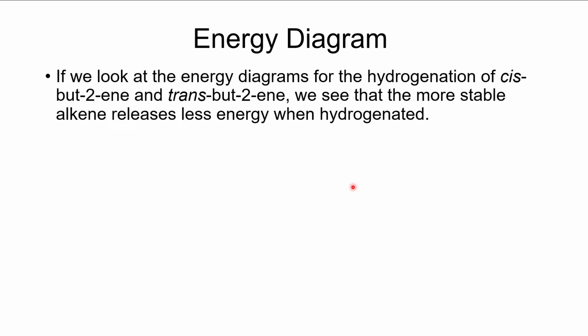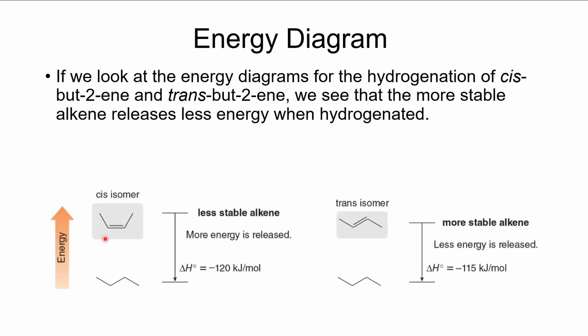Now, to illustrate this a little bit more, I'm going to show you an energy diagram that says the same thing. So here is an energy diagram. And again, here we've got the cis alkene and the trans alkene. They both give butane, and so you'll notice down here that the butane products are both at the same energy level. However, the cis isomer is higher in energy, and therefore it gives off more energy when it is hydrogenated. The trans alkene is lower in energy, and it gives off less energy when it is hydrogenated.